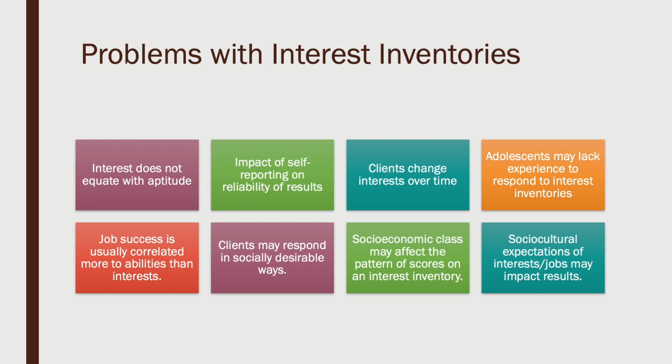And there's an impact of self-reporting on reliability of results. So this one's basically saying that I can skew the test scores to make it say what I want, since it's fairly easy with those tests to know how to answer if you're trying to get a certain result. And clients can change interests over time. Just because I'm into the idea of being a pilot now doesn't mean that 10 years down the road, I'd still want to do that.